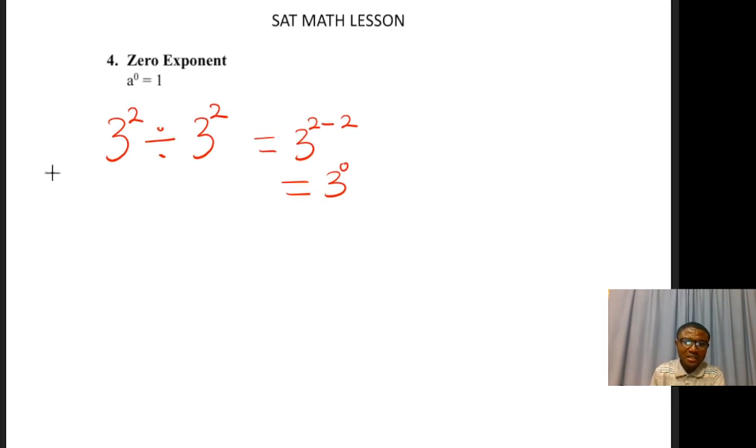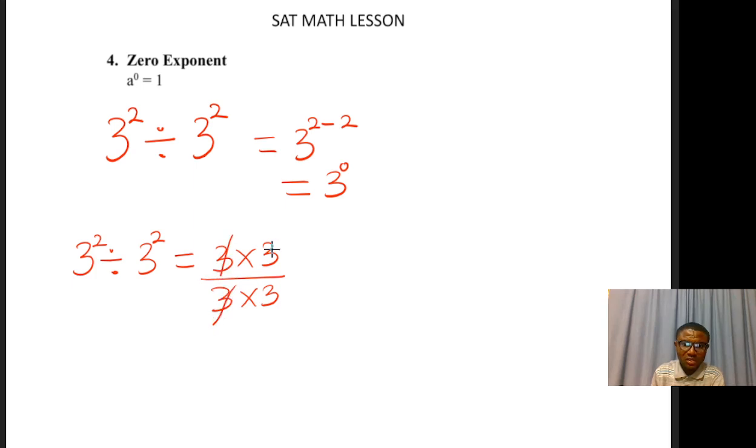On the other hand, if we solve this using the second method, this becomes 3 raised to the power of 2 divided by 3 raised to the power of 2. This will give us 3 times 3 divided by 3 times 3, right? So this will cancel this, and this will cancel this. At the end of the day, you have 1 over 1, which is equal to 1.